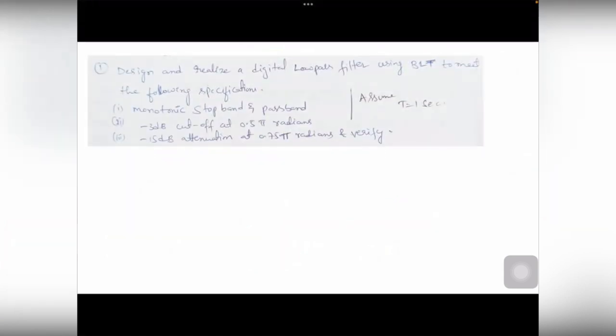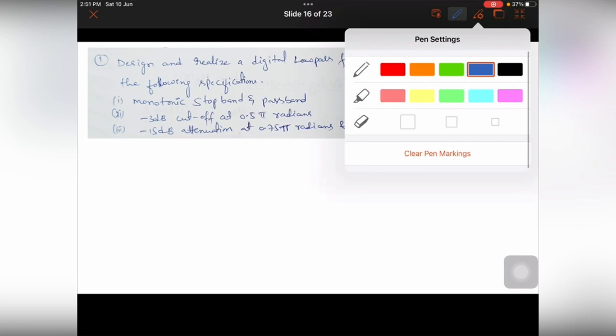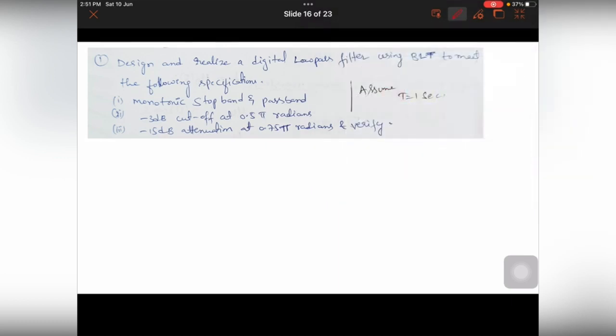The problem goes like this. Design and realize a digital low pass filter using bilinear transformation to meet the following specifications: monotonic stop band and pass band, minus 3 dB cutoff at 0.5 pi radians and minus 15 dB attenuation at 0.75 pi radians, and verify, and assume T is equal to 1 second.